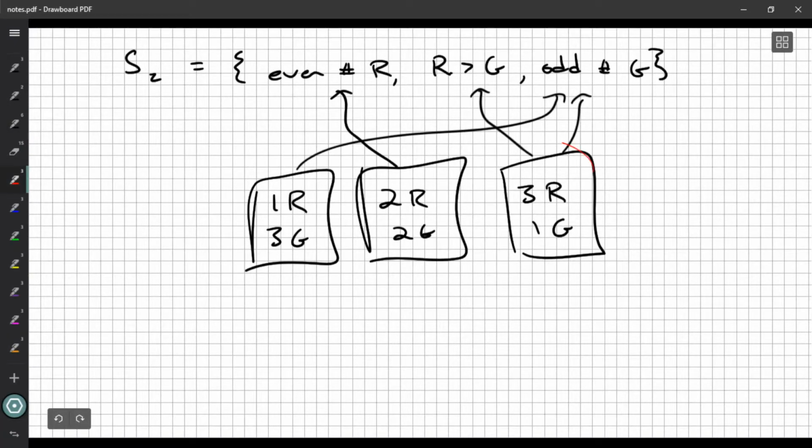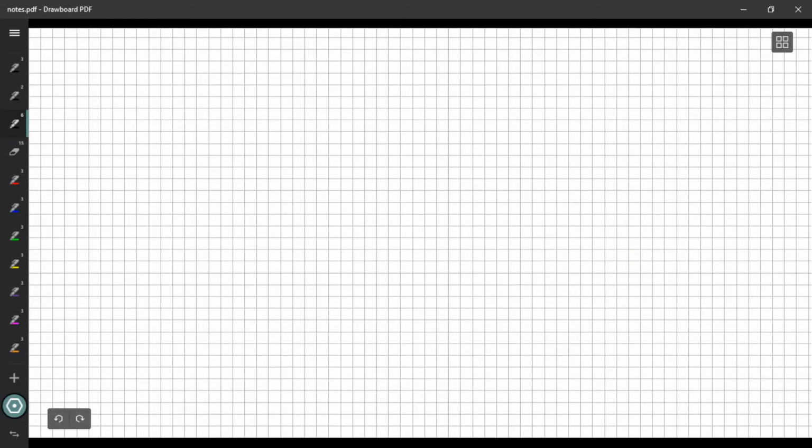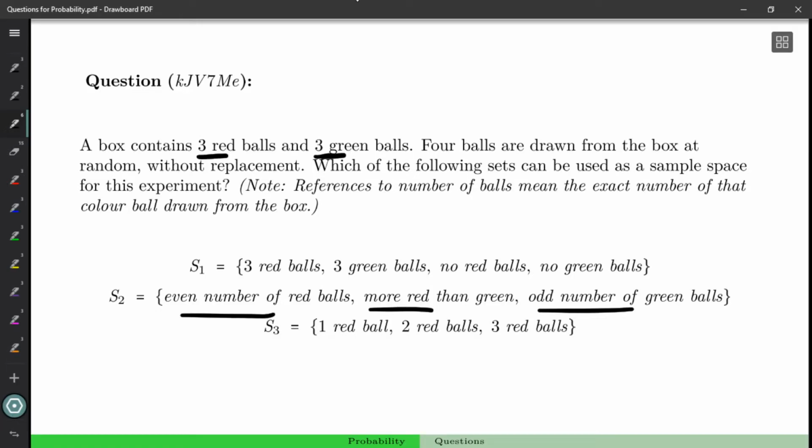And so we've got a problem. The situation where I draw 3 red balls and 1 green is represented by multiple sample points. So, no, this is not a sample space. So, maybe S3 will do the trick. Or, it's entirely possible that S3 also is not a sample space. We have to be prepared for that.